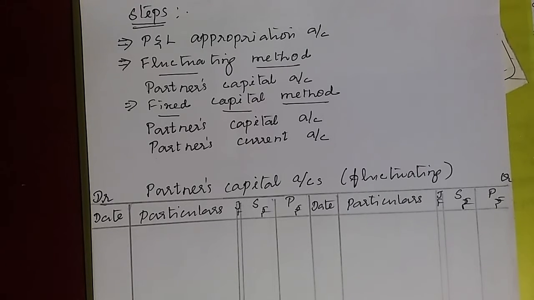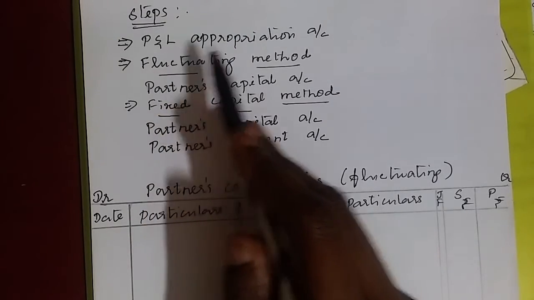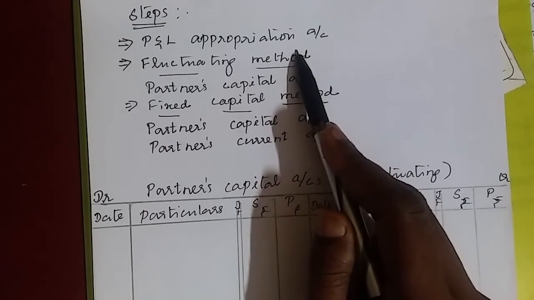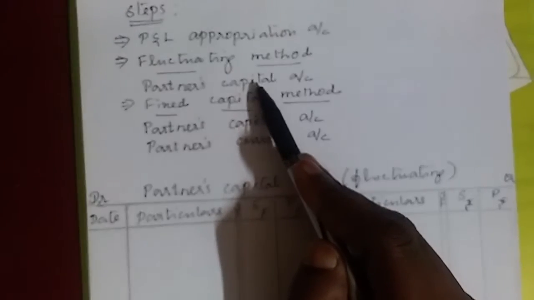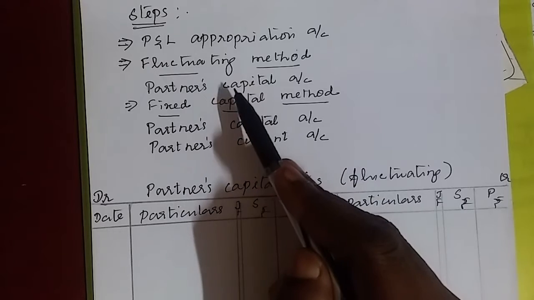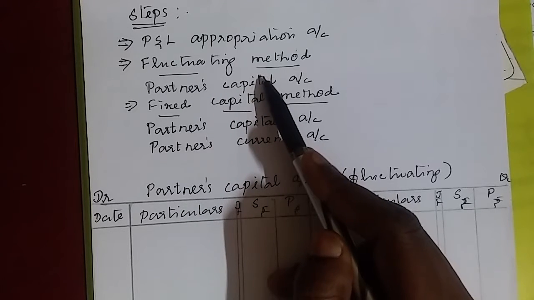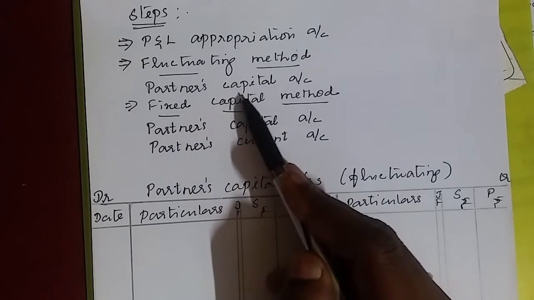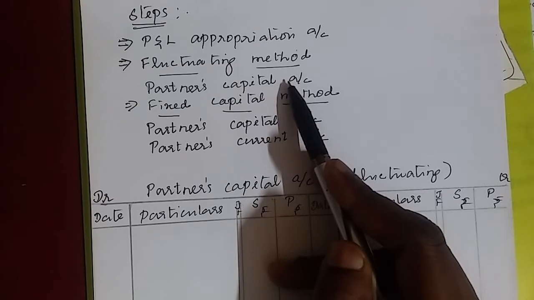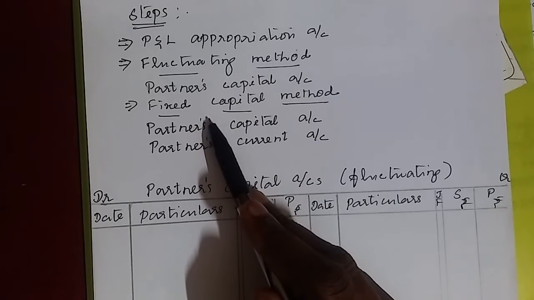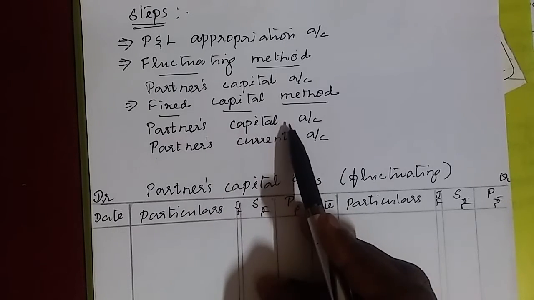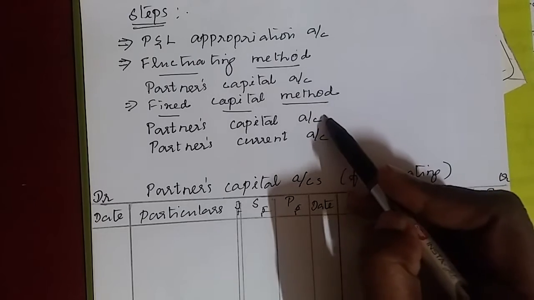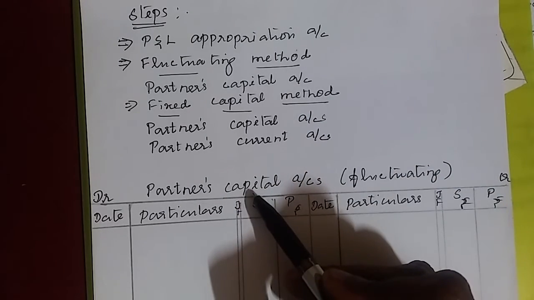Students, there are steps. First, we prepare the P&L appropriation account. Then we have to prepare the partners' capital or current account. If you see the fluctuating capital method in the question, you have to prepare the partners' capital account. If they mention the fixed capital method in the question, we should prepare the partners' capital account and also the partners' current accounts.